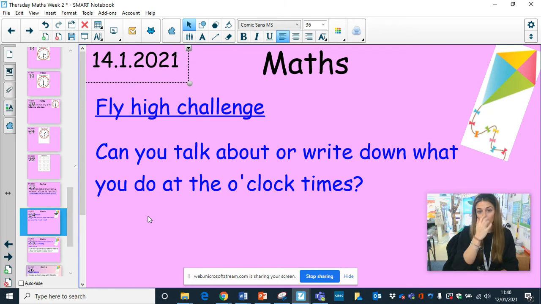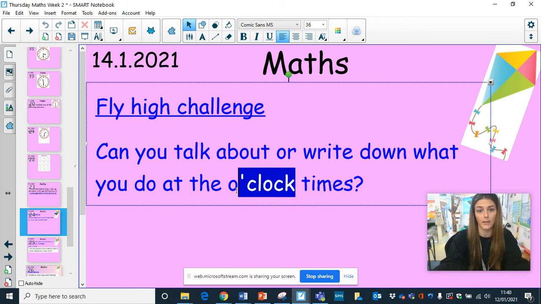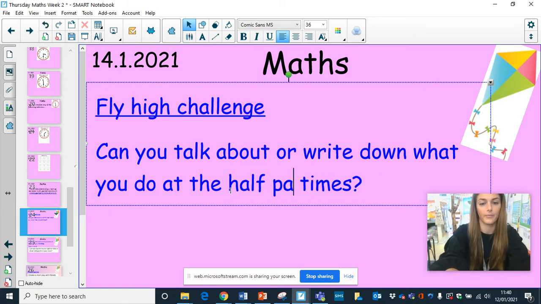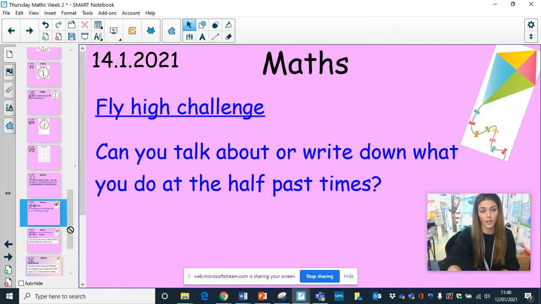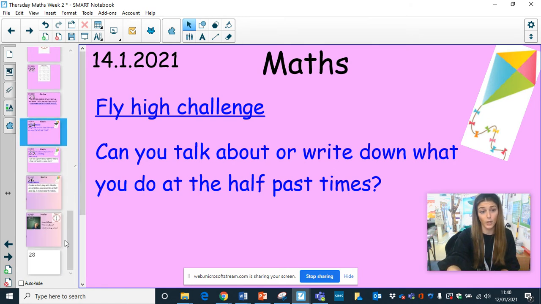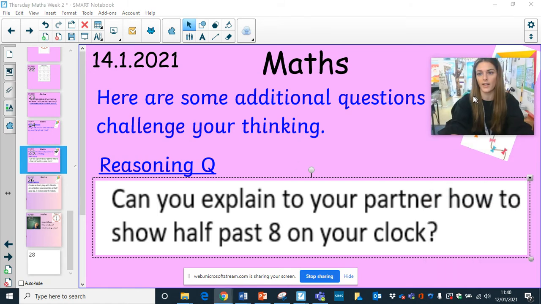So your fly high challenge is, can you talk about or write down what you do at the correct times? So it should be 5:30. Sorry about that. Okay, what you do at those times. You can talk about it or you can write that down, that's fine. And then there's some additional questions here to challenge your thinking further if you want to fly high.